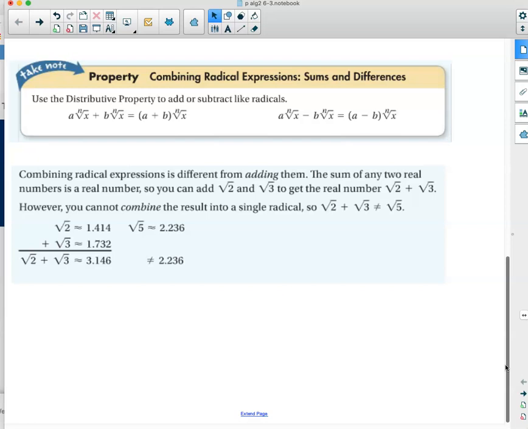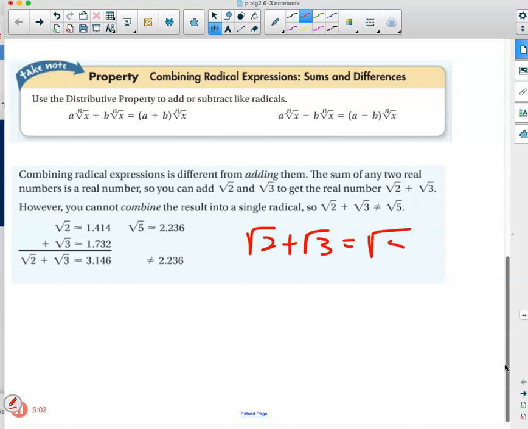And let me show you why. So this we already know is not true. Don't even write that one down. So if we punch in the square root of 2 plus the square root of 3, we get 3.146 and so on. And the square root of 5 is not 3.146 and so on.